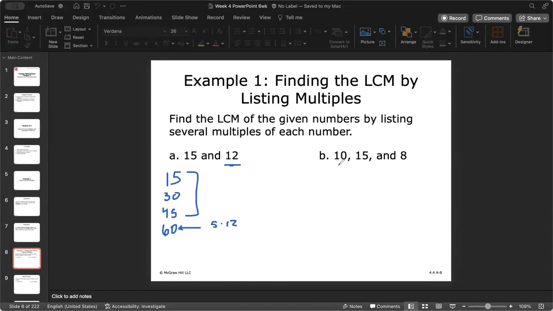So we could do the same thing over here for what's the least common multiple between these three values, 10, 15, and 8. And just list values of the first one. Okay, let's see, you can do 10, 20, 30. Okay, 15 goes into 30, but 8 doesn't go into 30. So we got to keep going. Okay, so then 40, 50. 8 goes into 40, but the 15 does not. So we have to keep going.